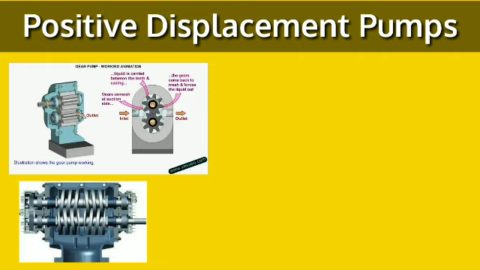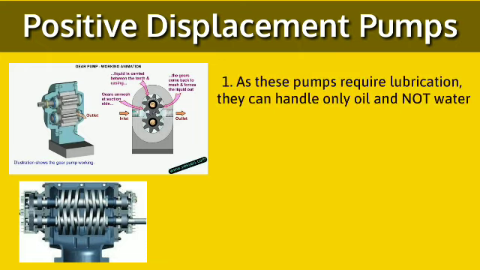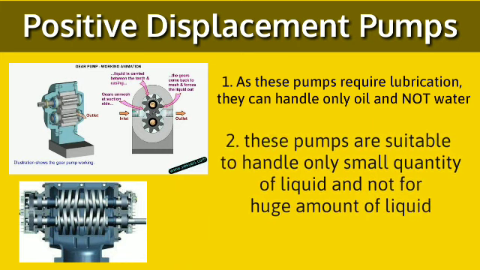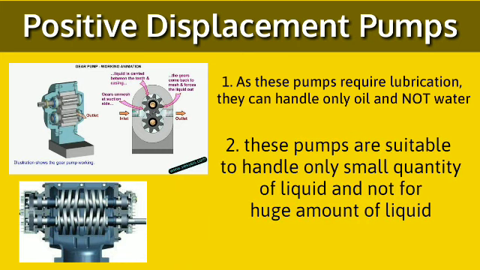So these kinds of pumps are suitable only to handle oil, because oil provides them lubrication. They cannot handle water, because water will not be able to provide lubrication, and their gears or screws will get damaged. On ships, gear pumps and screw pumps are used to handle lubricating oil, diesel oil and fuel oil. Another disadvantage of gear pumps and screw pumps is that they are suitable only for a small quantity of liquid. If you want to handle liquid in very large quantity, they are not suitable.